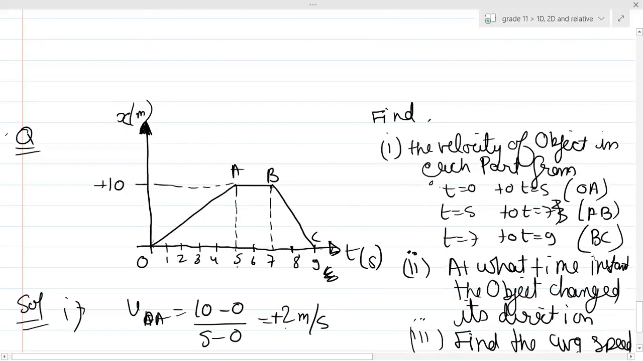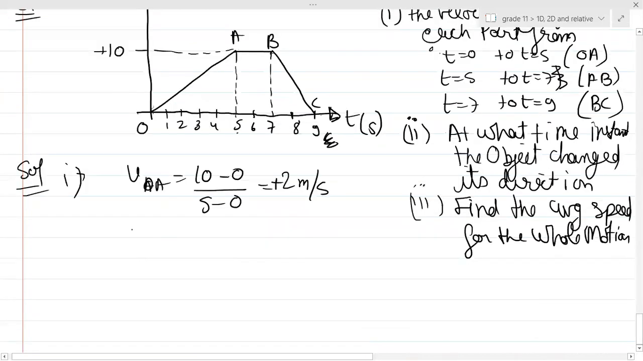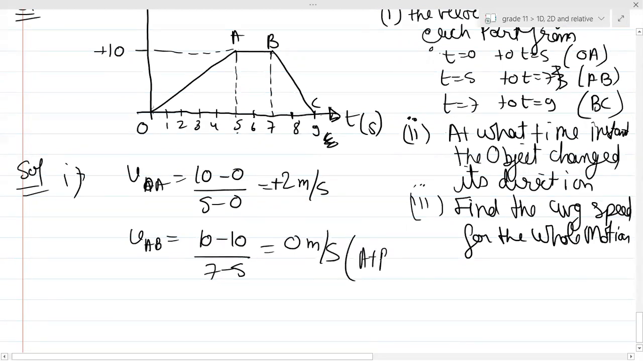since it came positive, hence it is moving in the positive direction. Can you see the x coordinate is increasing from 0 to 10? Yes or no? What about the AB part?